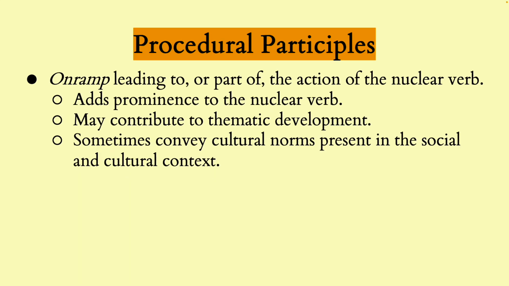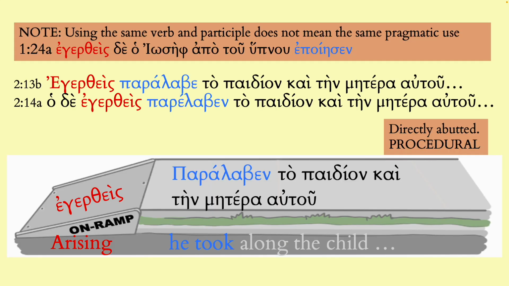I suggest this idea that procedural participles function like an on-ramp, leading to or part of the action of the nuclear verb. It adds prominence to that nuclear verb, and it may contribute to thematic development, and it sometimes also conveys cultural norms present in the social and cultural context. So when I was spending a lot of time thinking about this stuff, I thought to look at it as a ramp. Note here, it's using the same verb and participle as we saw in 1:24, but it doesn't mean it's the same pragmatic use.